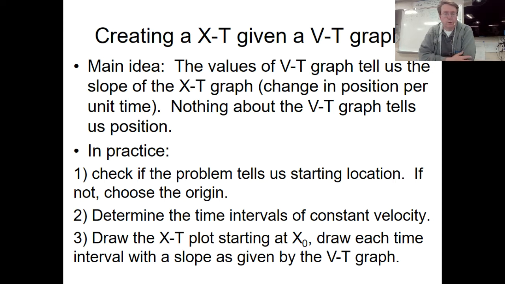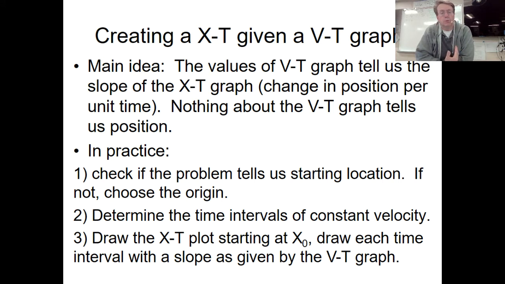So creating a position versus time graph from a given velocity time graph. Well, the main idea is that the velocity time graph tells us what the slopes are from the position time graph. This is the first method. It doesn't tell us anything about the actual position. It just tells us what the slopes are. So you could choose any starting position and then move from there, putting slopes in as you go.